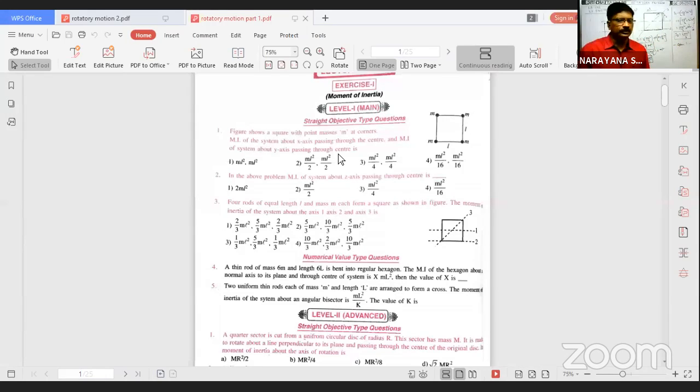In this way, you have to do. I1, I3 are equal.